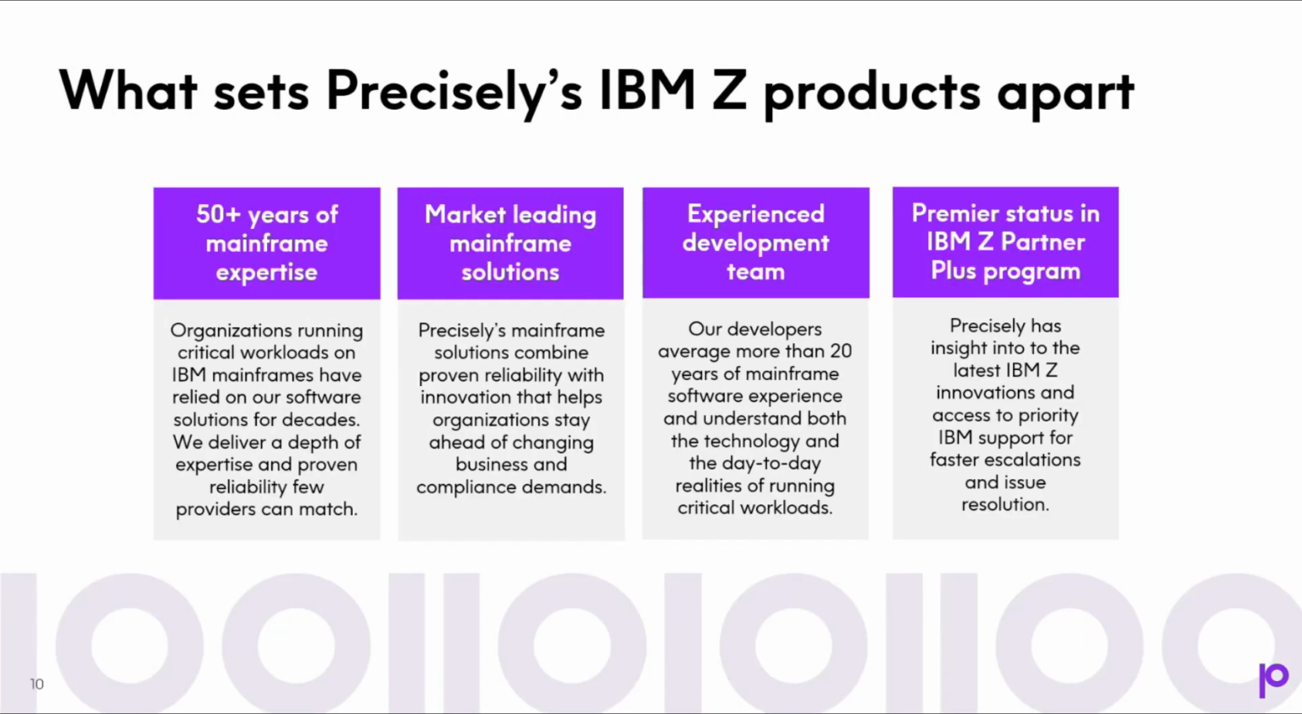I do want to bring it all together with just how Precisely is set apart in the IBM Z space. At this point, most teams don't need convincing that inefficiencies exist, right?